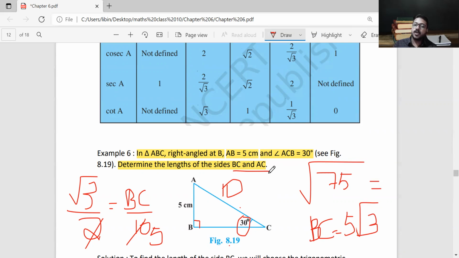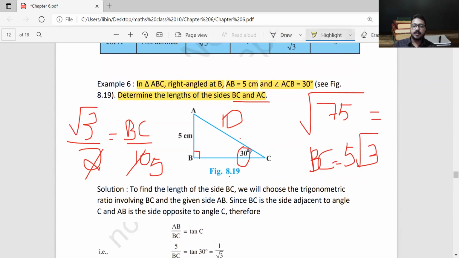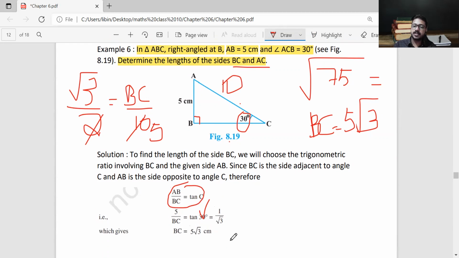And again, you can directly apply. See, what is the value of tan C? Tan C will be opposite side by adjacent side, and we know the value of tan 30, which is 1 by root 3. So 5 by BC is equal to 1 by root 3, and BC is equal to 5 root 3. And again, there are many ways for solving such kind of questions.